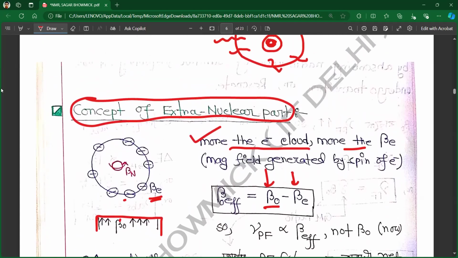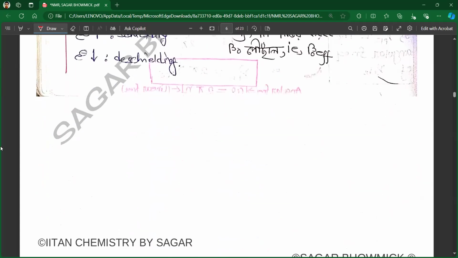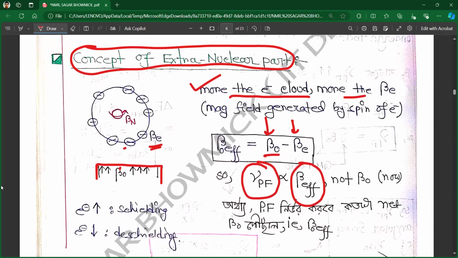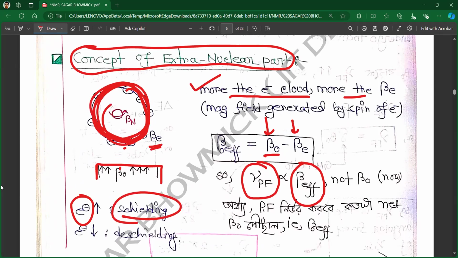So we know precessional frequency is proportional to beta effective. So the more the precession, the more will be beta effective. Now, one more thing. A greater number of electrons means it will shield this nucleus. So we will be calling it shielding, and the other one we will be calling de-shielding.